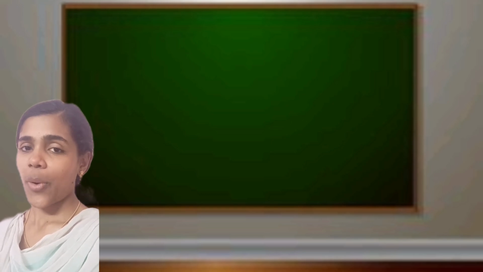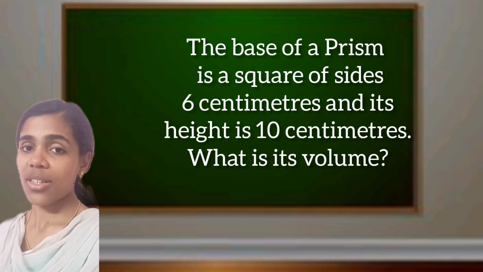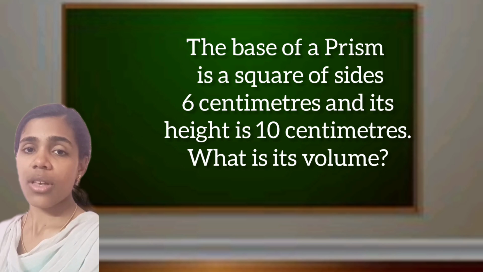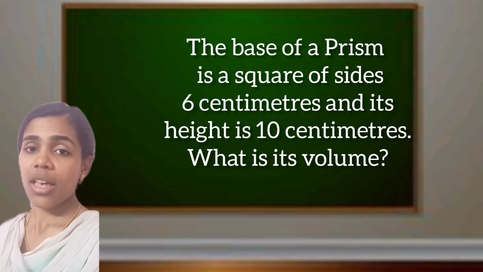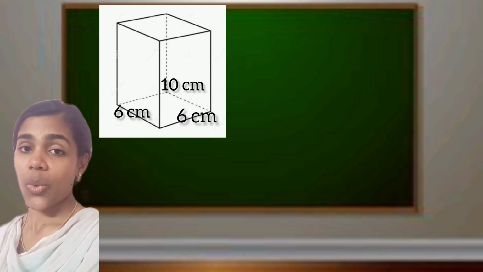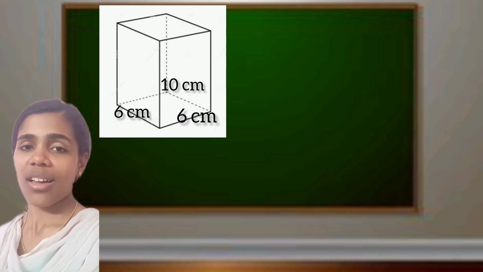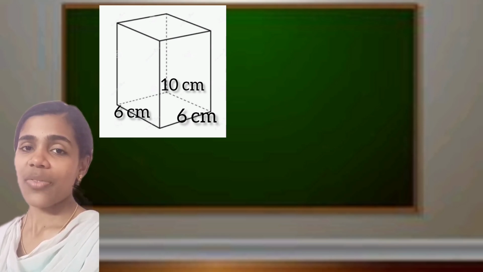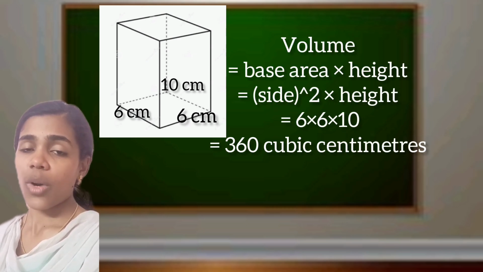Now let's do a problem. Write down the question. The base of a prism is a square of sides 6 centimeters and its height is 10 centimeters. What is its volume? Here the base of the prism is a square. So all sides of the square are equal, that is 6 centimeters, and its height will be equal to 10 centimeters. Let's find out the volume of the prism.